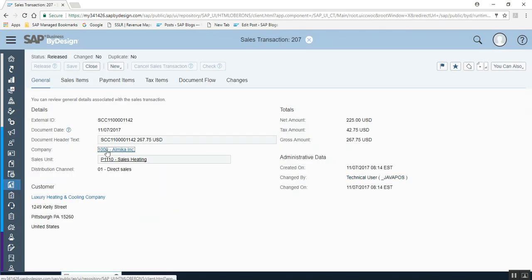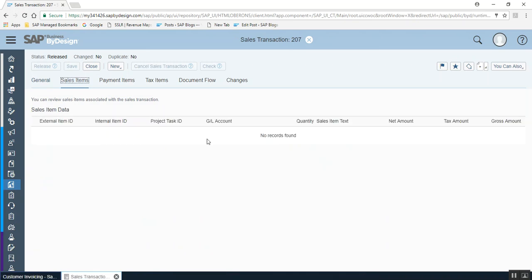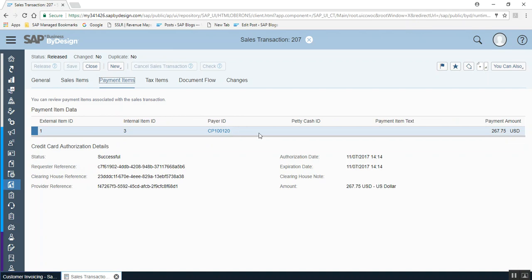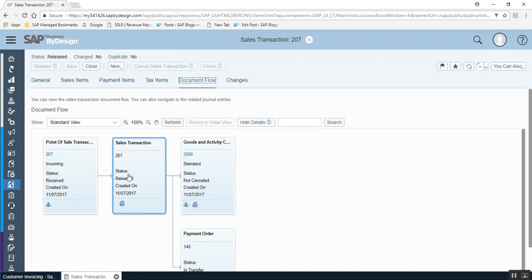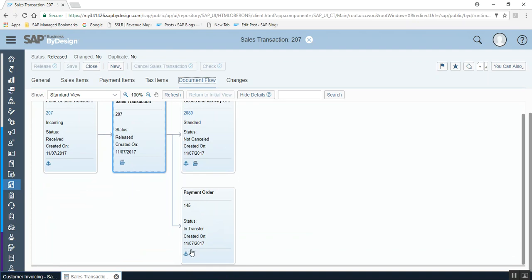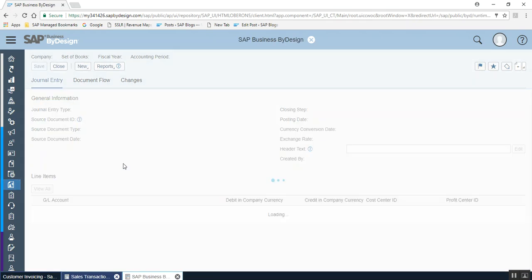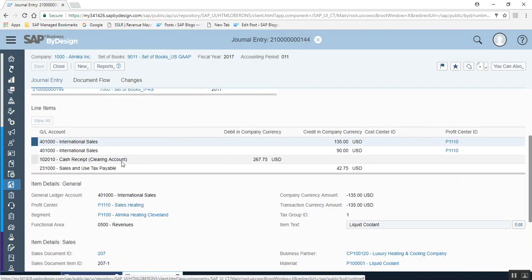This is a card sales transaction that has happened in customer checkout. There are two sales items being sold, and the payment item in this case is a card, with the card details mentioned and successfully posted. Look at the sales and the tax items. In the document flow, make sure it's released and the relevant GL entries are created. Along with the sales transaction GL entries and the goods activity GL entries, another payment order got created, because the payment method is pay by card. If you're interested, you can take a look at the GL entries details, which explain the GL account transactions in detail.